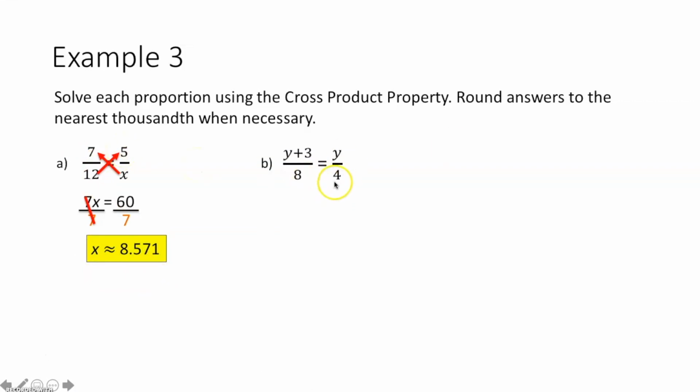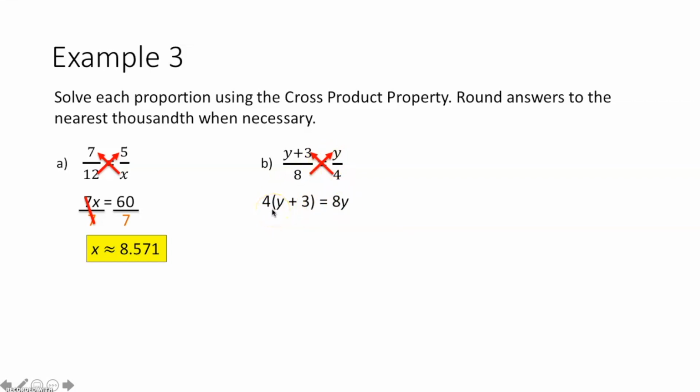Part B, we're again using the cross product property. So we're going to multiply 8 times y and set that equal to 4 times the quantity, y plus 3. The thing that everybody messes up here is they multiply the 4 times the y, but it has to multiply to the 3 as well. You are distributing this 4 to the y and to the 3. So it's going to look something like this. 4 times the quantity, y plus 3, is equal to 8 times y.